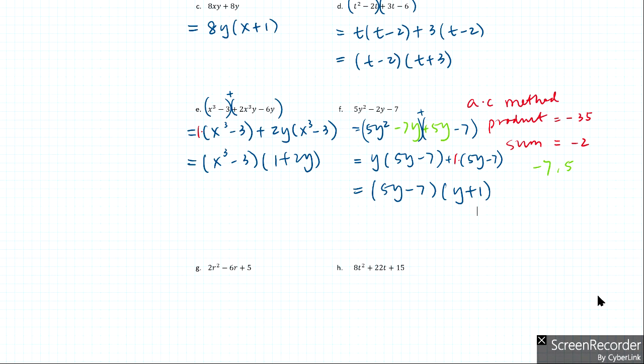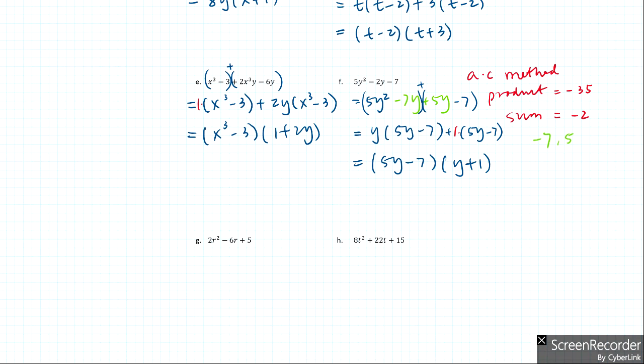Moving on to part G, I have this expression in part G, which again, leading coefficient is not 1. That leaves me the possibility that I have to use the AC method. If I can't use the AC method to find the integer answers, that means I can't factor any further.